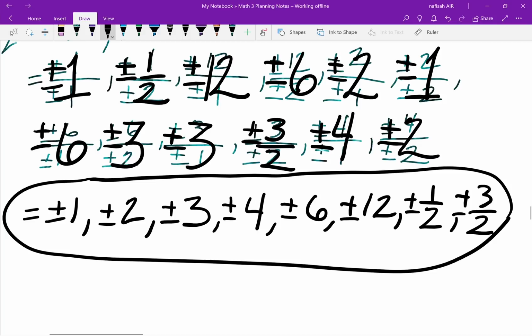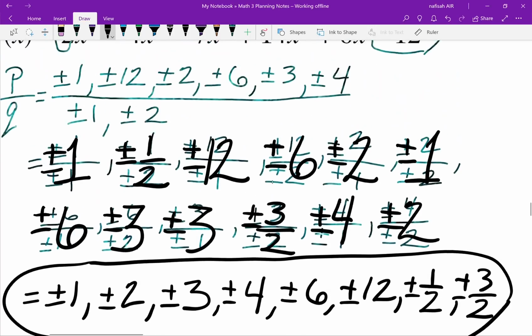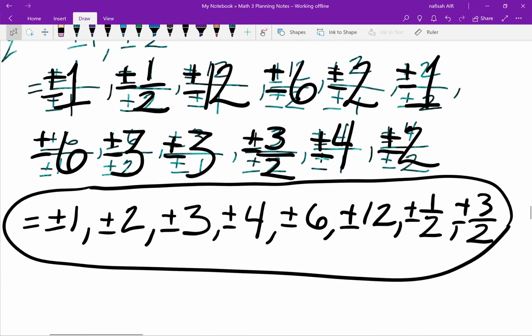Plus or minus 1, plus or minus 2, plus or minus 3, plus or minus 4, plus or minus 6, plus or minus 12, plus or minus 1 half, and plus or minus 3 halves. Those are all of the possibilities. Those are all of the numbers that could be x-intercepts. These are not all of the x-intercepts. Oh, I apologize. Before I said that there were 8, it's really 16 because plus or minus 1 represents two numbers, positive 1 and negative 1. Please keep that in mind.